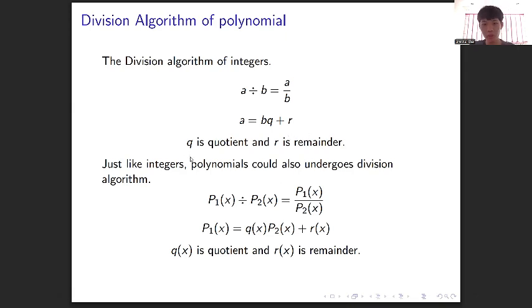Just like integers, polynomials can also undergo a division algorithm. When polynomial 1 is divided by polynomial 2, we get a quotient and a remainder as well. And we can also write polynomial 1 equals quotient times polynomial 2 plus the remainder. But in this case, the quotient and remainder are not necessarily degree 0 polynomials, which means they are not necessarily constants. And this is what we're going to talk about later.